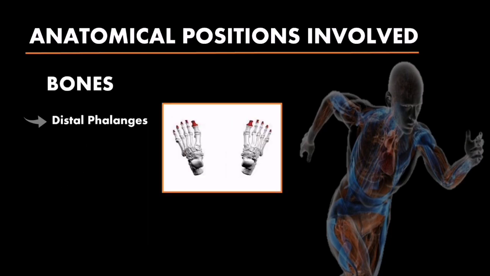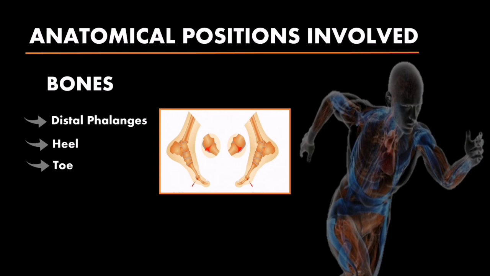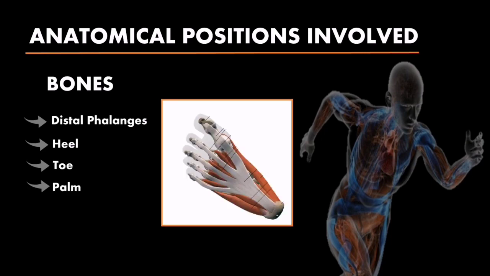First, we have the distal phalanges. Distal phalanges are simply the bones located at the tips of your fingers, or in this case, your toes. Next is the heel. The calcaneus bone, or the heel bone, is the largest of the tarsal bones in the foot. It lies at the back of the foot, the hind foot, below the three bones that make up the ankle joint. Third bone is the toe. So next is the palm bone. The palm has 5 bones known as metacarpal bones, one to each of the 5 digits. These metacarpals have a head, a shaft, and a base.